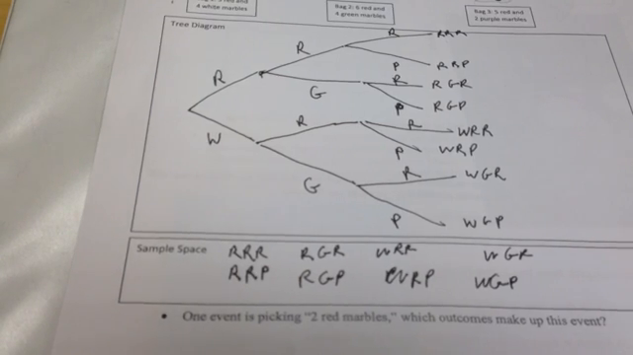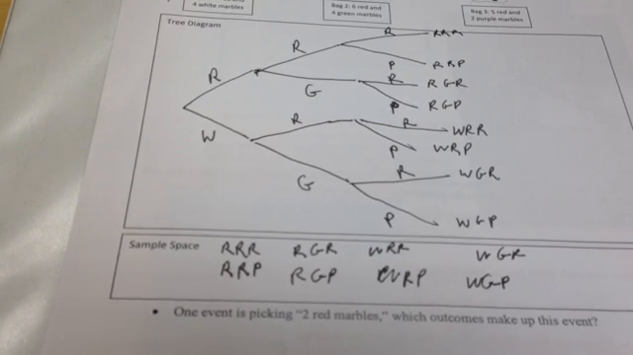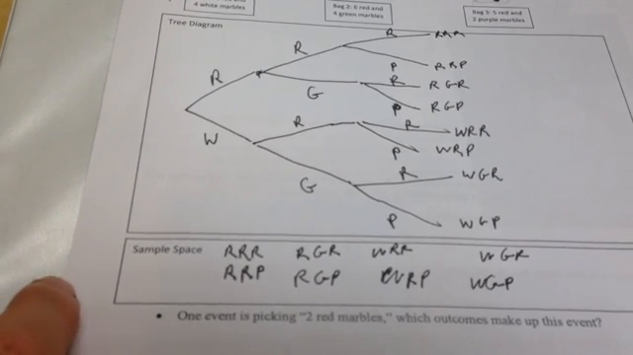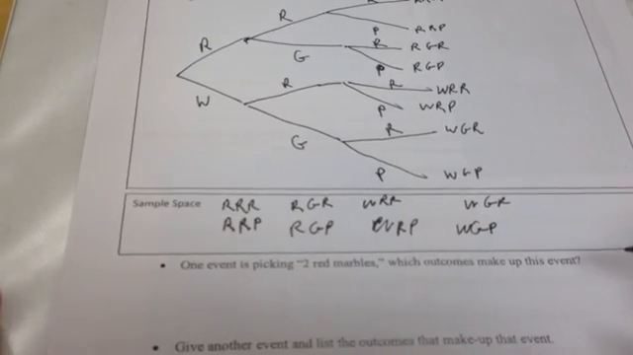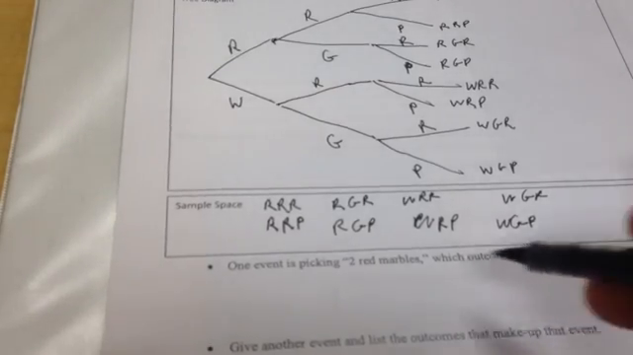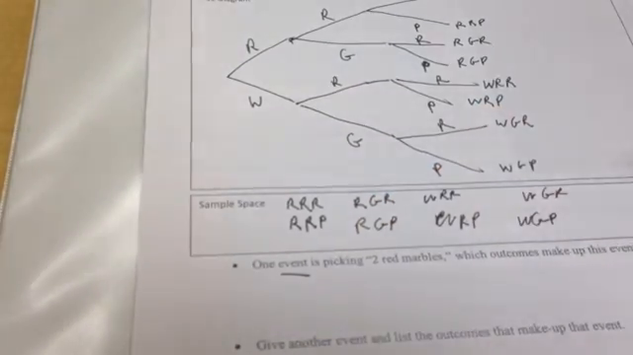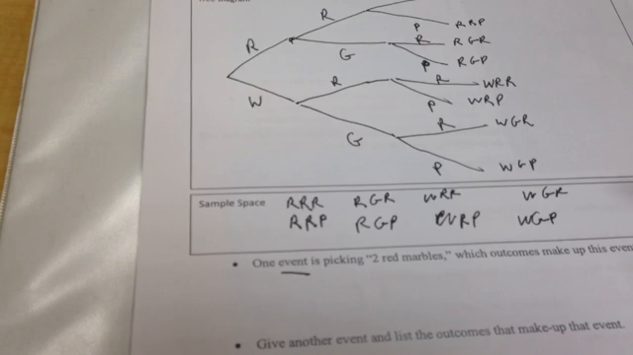And in fact, we might want to pause it here for a minute and talk about whether any of these outcomes are more likely than the others. In the next event, the likelihood of picking 2 red marbles. So this is an event. An event is something that you want to occur.